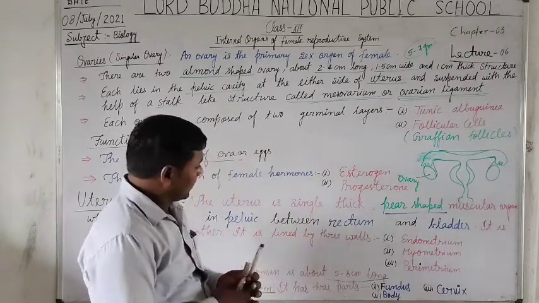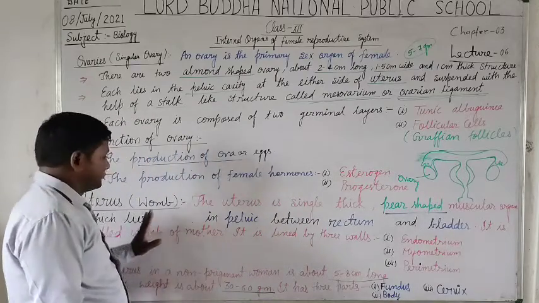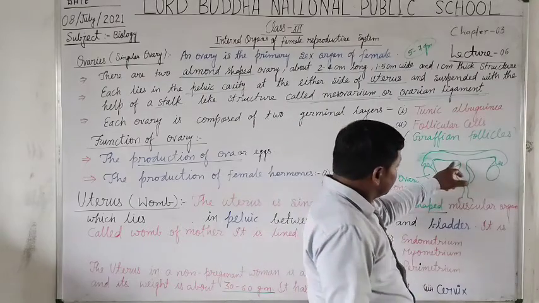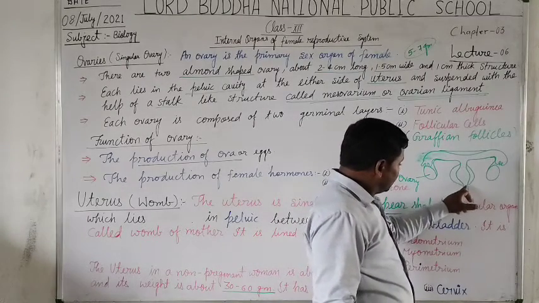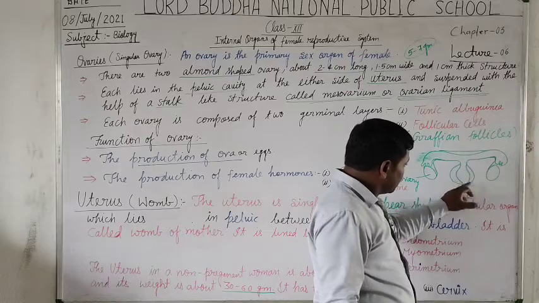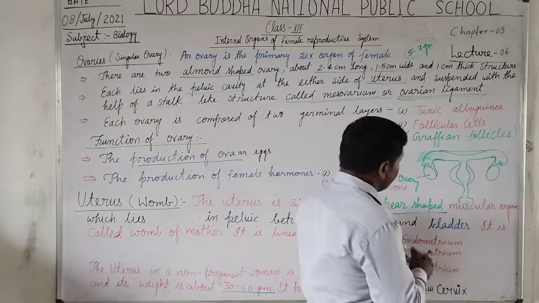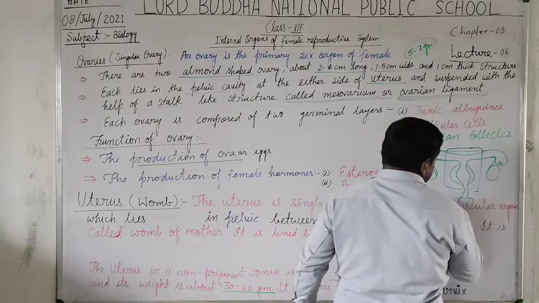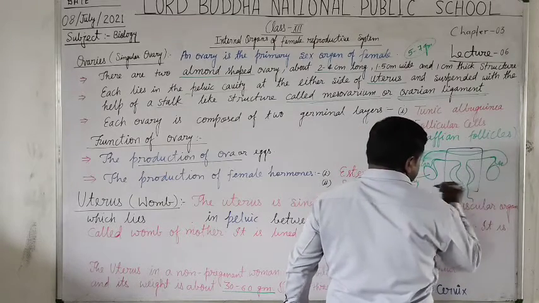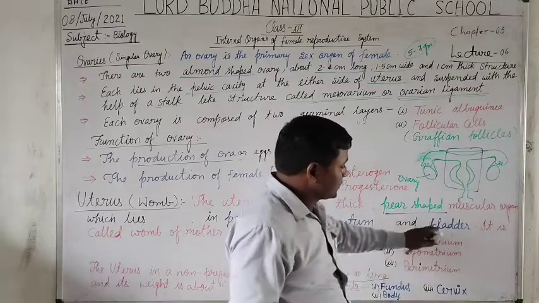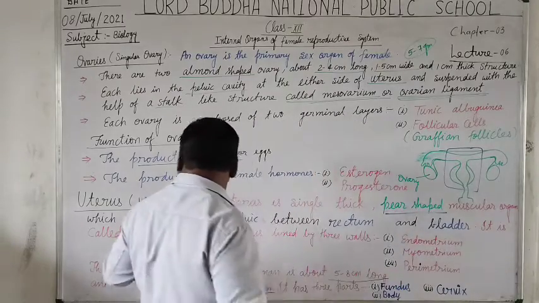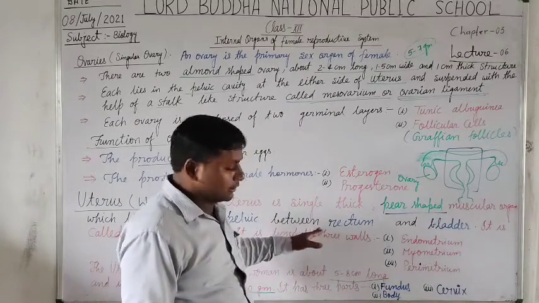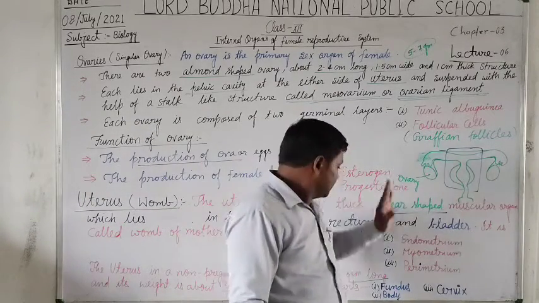Now students, the uterus is a single thick pear shape. You will clearly look in this diagram. What is the shape of the uterus? It is just pear shaped. Yes, this is a pear-shaped muscular organ which lies in the pelvic region between the rectum and bladder.